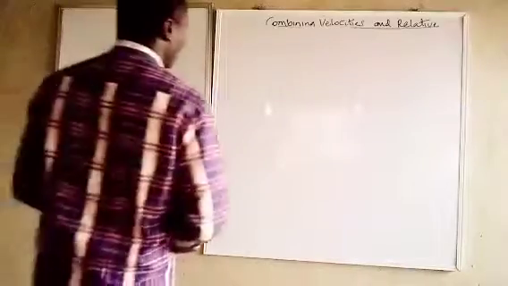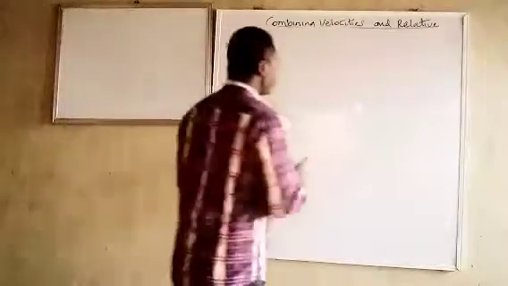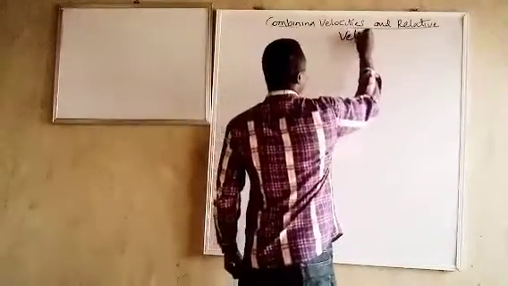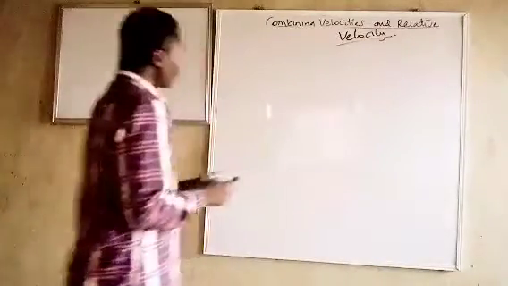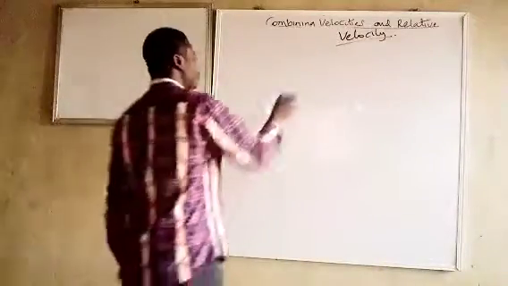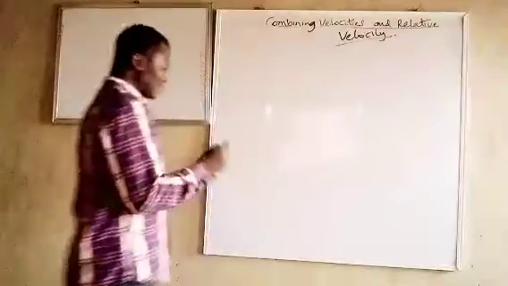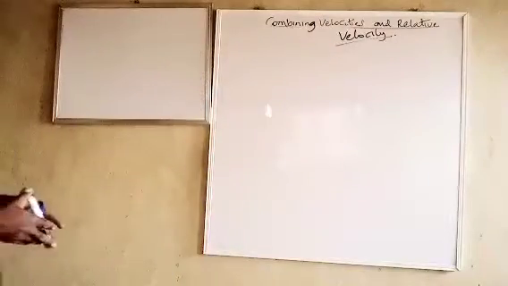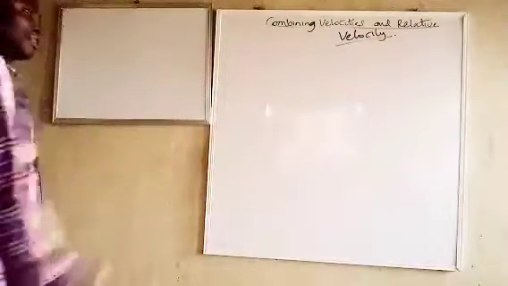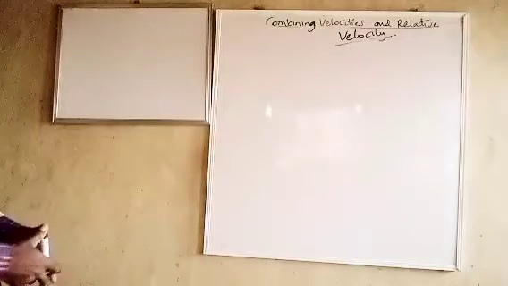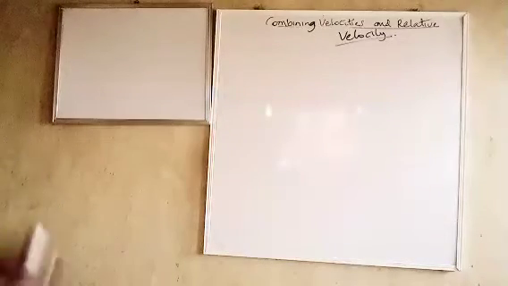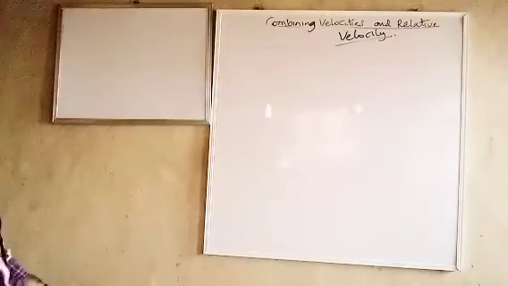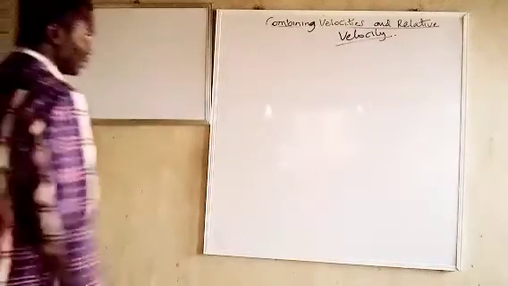Now let's discuss relative velocity. We talked about combining velocity. You have two velocities acting on a body: the velocity of the body, and another velocity from something in nature, maybe air, wind or water, acting on that body that is already moving. So at the end of the day, we have to find the resultant of the velocities.